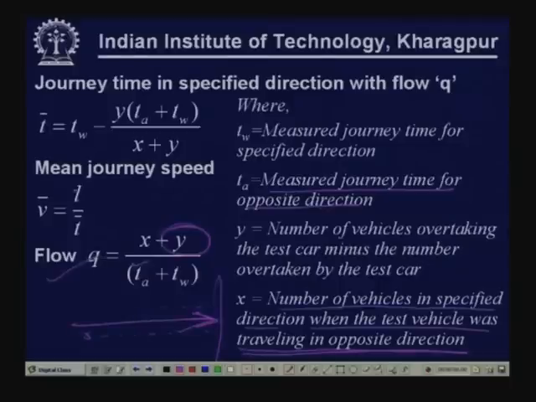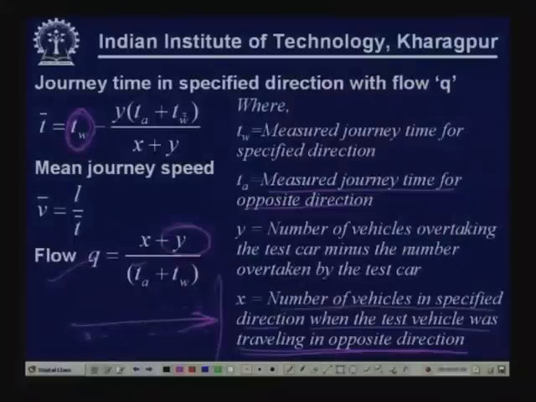Now, consider any direction of travel. Let us consider the travel time for the specified direction. Now, if this is T W, we are not very sure in the average car technique whether this T W really represents the average travel time. We can assume that it represents the average travel time when the numbers of overtaking and overtaken vehicles are equal.